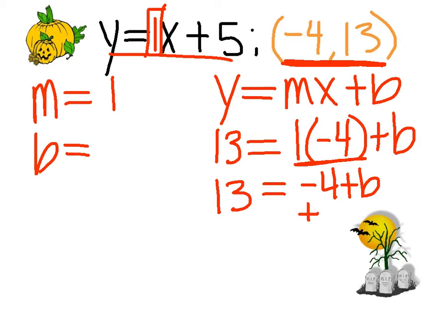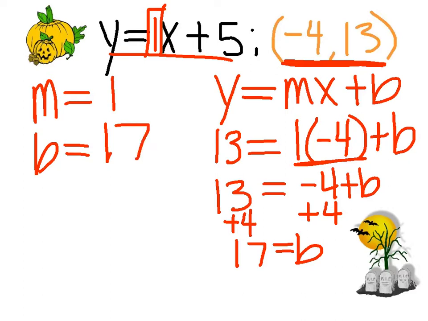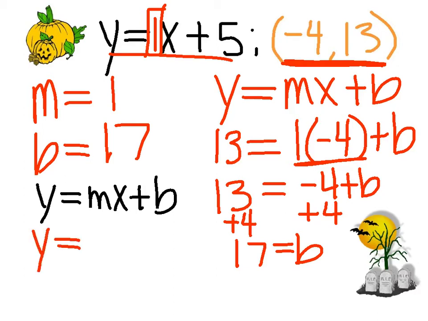Alright, we have a negative 4 on the right side, which means we need to add 4 to both sides to find our b. So our b is equal to 13 plus 4, which gives us 17. Okay, now that we have our slope and our y-intercept, we're just going to plug that back into y equals mx plus b to find what our new line is. Our slope is 1, so that's 1 times x, which is just x, plus our y-intercept, which is 17.